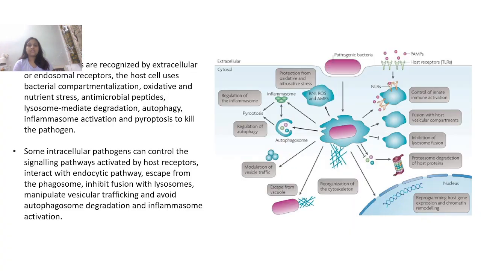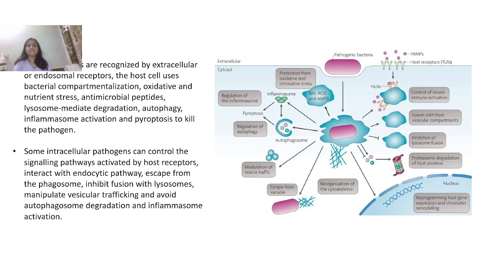So this is an overall picture. What happens when a pathogenic bacteria is entering into our body? Once pathogens are recognized by the extracellular and endosomal receptors, the host cell uses bacterial compartmentalization, oxidative and nutrient stress, antimicrobial peptides, lysosome-mediated degradation, autophagy, inflammasome activation, and pyroptosis to kill the pathogen. So there are different kinds of processes through which our body can kill the pathogen.